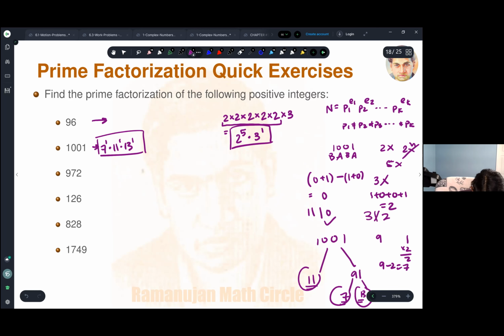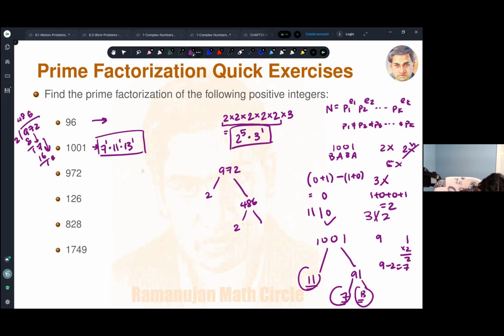Okay. For 972, so we have 972. It's divisible by 2, so we're going to divide 972 by 2. You get 486 on this side. 486 is also divisible by 2, because it ends in a 6, and that's even. So we're going to divide 486 by 2, and that's going to be 243. Okay, so now 243 is the dead end in terms of two even numbers.